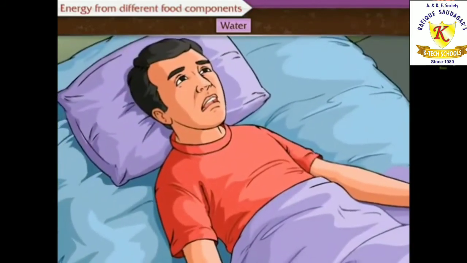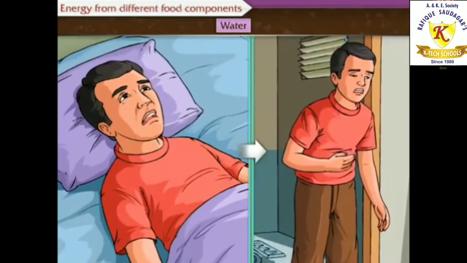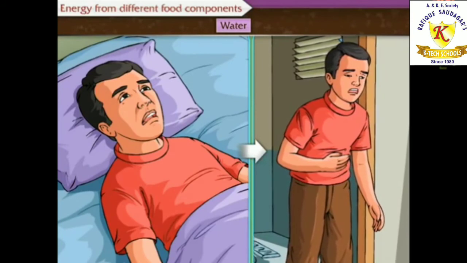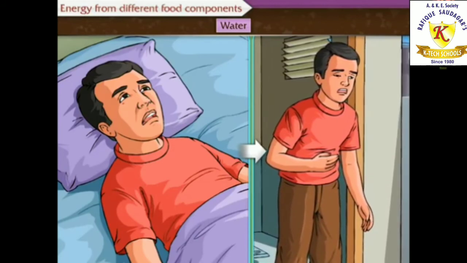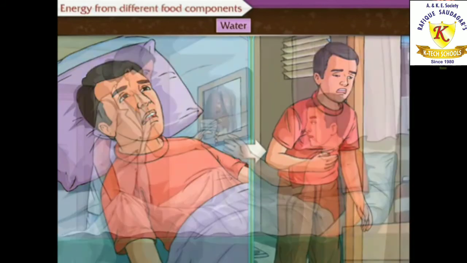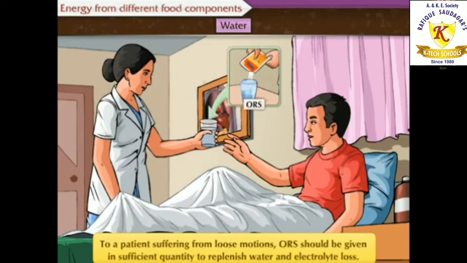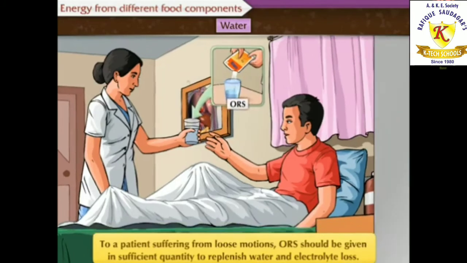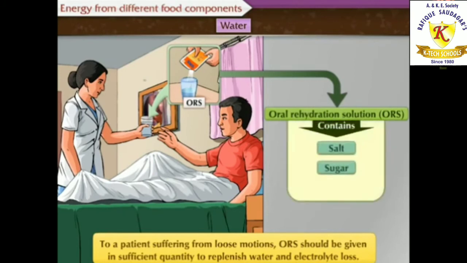Now, children, suppose if someone in your house experiences loose motion, so what will you suggest to them, children? See, in loose motion, there is considerable loss of water and electrolytes. Therefore, to a patient suffering from loose motion, ORS should be given in sufficient quantity to replenish water and electrolyte loss. Oral rehydration solution or ORS contains salt, sugar and water.